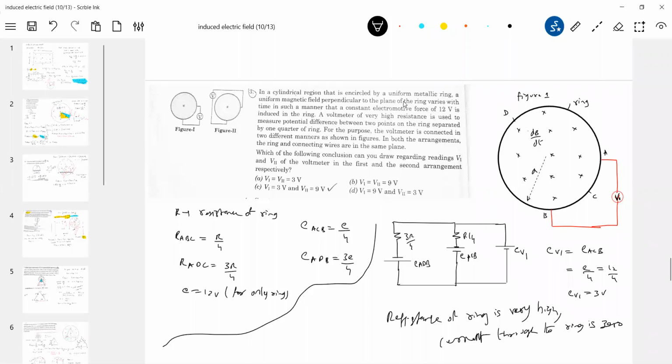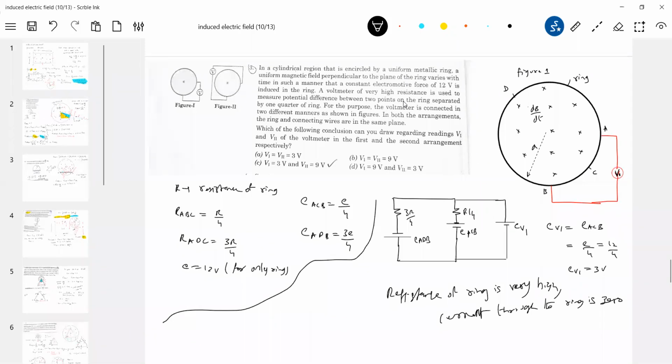If there is no current flow, then the voltmeter will read EACB only. Fine, I'll just make that addition here. Because we have next problems where the loop will have a resistance, let's have those basic things properly here.